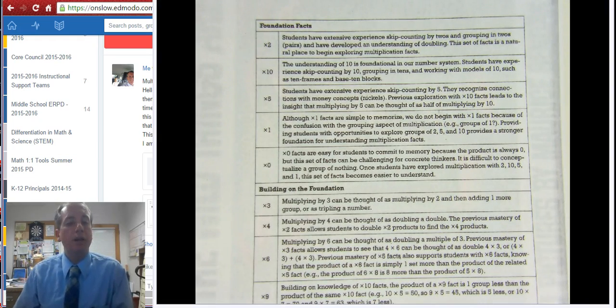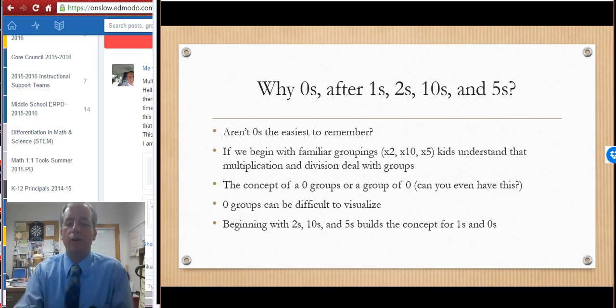So again, just like our times 1 facts, we know that a lot of kids are very familiar with their ones, they're familiar with their zeros, but we begin with 2s, 10s, and 5s because we want our kids to recognize that in multiplication we're talking about groups. And it's hard to talk about groups of 1, and it's probably even harder to talk about 0 groups or groups of 0, if such a thing even exists. So we may begin with the idea that zeros are the easiest. Come on, let's get them out of the way.